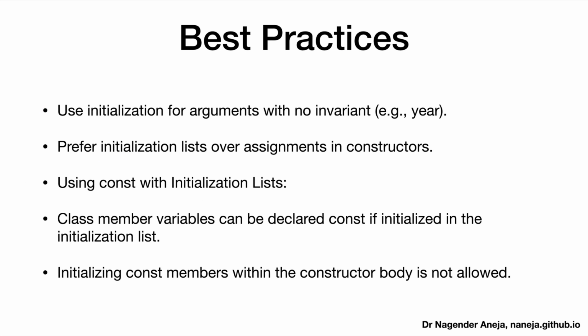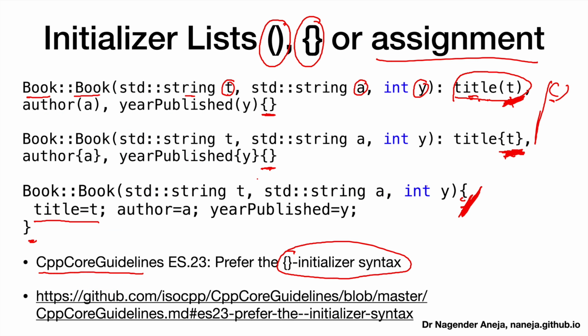So what are the best practices? Use initialization for arguments with no invariant. The other restriction is that you can use this method, or this method, which we call the initializer, only if you don't have any rules. If you don't want to enforce any rule, then you can use this, because you can just write the values here, that I want this T to be assigned to title. But if you want to check whether this is empty or not, then you need to use the assignment method. So if you want to enforce any invariant, then assignment.